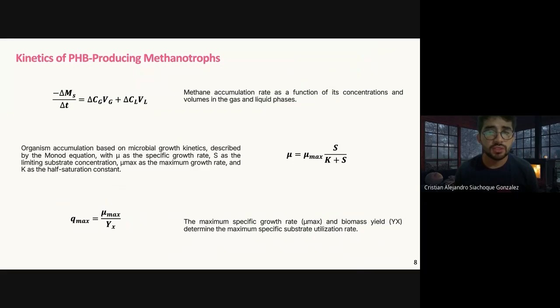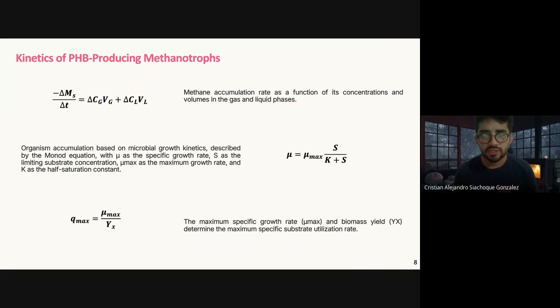And this equation is the mass rate of substrate methane accumulation, where Cg is the concentration in the gas phase, Vg is the volume of the gas, Cl is the concentration in the liquid phase, and Vl is the volume of the liquid. The second equation is mu, where mu is the specific growth rate, S is the concentration of the rate-limiting substrate, mu max is the maximum specific growth rate, and K is the concentration of the gas at half the maximum rate.